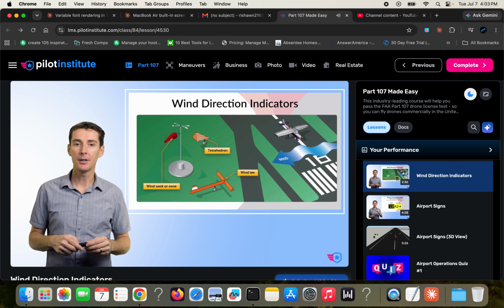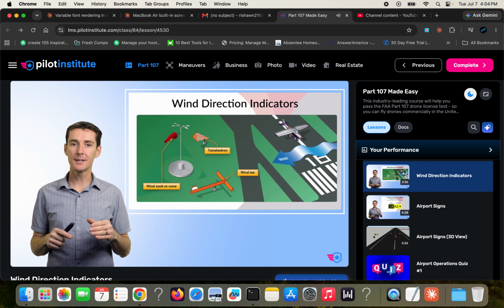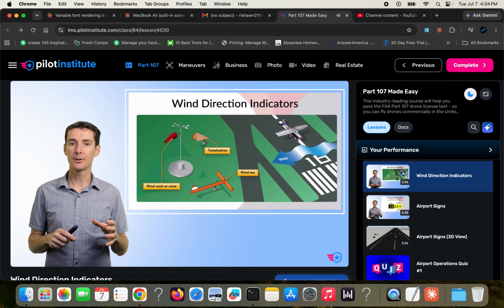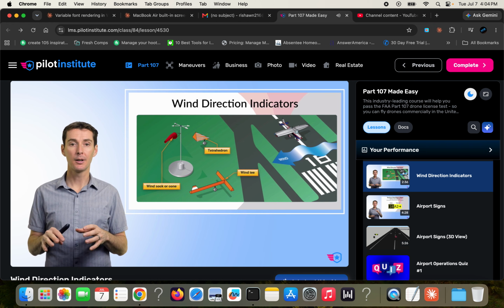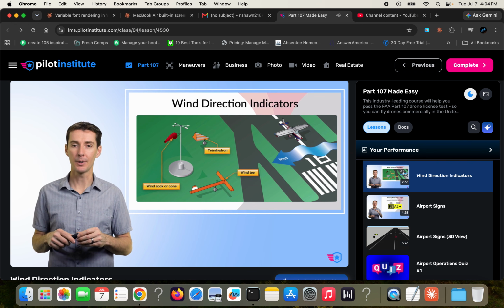Another one that we can see in here is called a tetrahedron. And a tetrahedron is this weird kind of triangular shape that you see right here, kind of like a pyramid almost, or like a half pyramid. And the pointy tip of that pyramid is going to be the bottom tip, which here on this diagram is on the right side, is going to be pointing towards where the wind is coming from. It's going to line up with the wind.